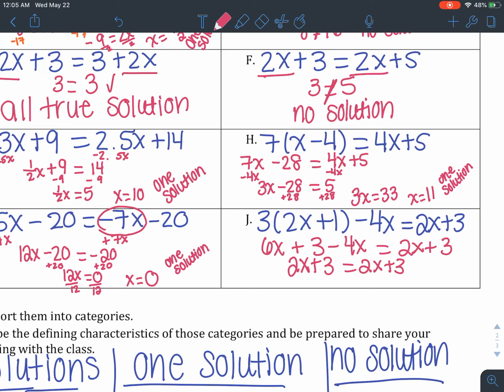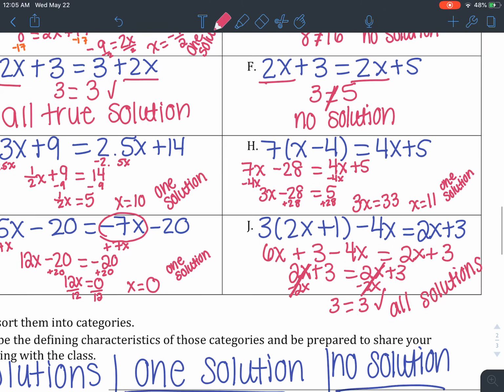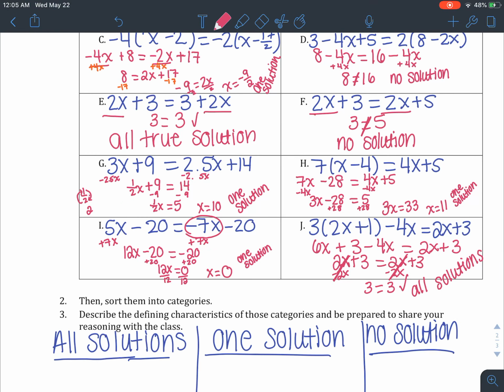Now if my x's cancel, which they will, because they are the exact same, 3 does equal 3. So this is all solutions. Okay. Now, that was a lot.